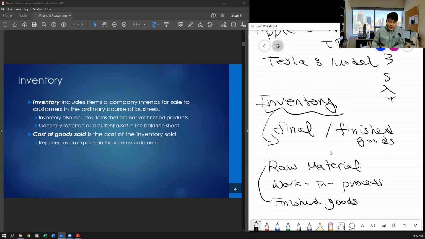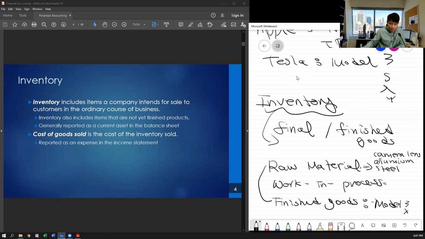Okay, so if I'm using Tesla, for example, within the inventory, finished goods is basically the cost of the Tesla Model 3 or X. But for raw materials, the company will be reporting costs related to, for example, aluminum, or steel, or some camera lens. All these raw materials will be reported in their inventory.